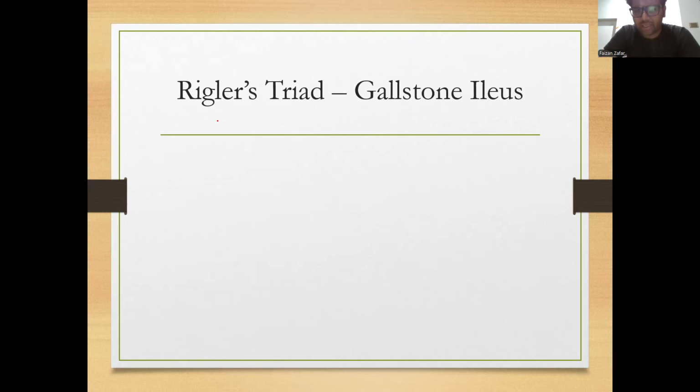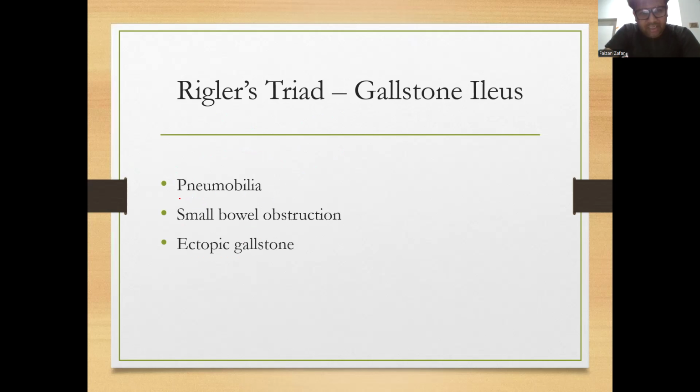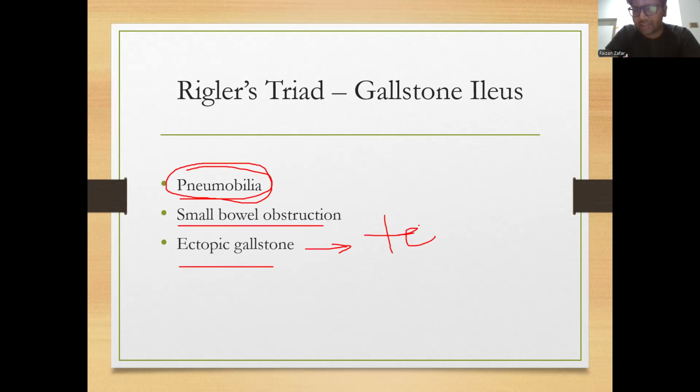Next, Rigler triad. So what is the Rigler triad? It is pneumobilia, air in the biliary tract, small bowel obstruction, and ectopic gallstone. The most common location of the gallstone is the terminal ileum. Why the terminal ileum? Because it is the narrowest portion of the GI tract.